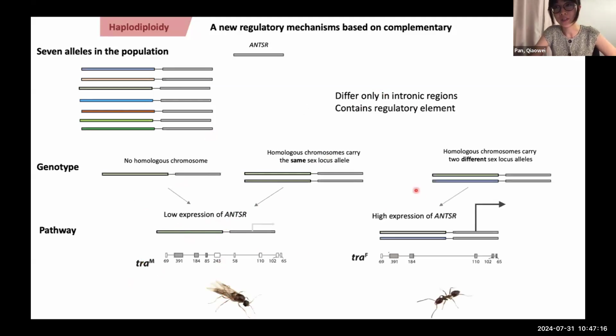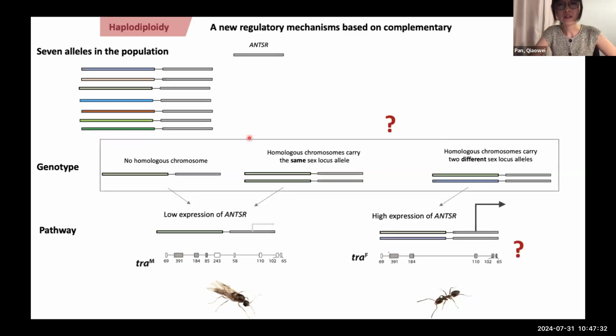On the other hand, if a diploid offspring inherits 2 different alleles at the sex locus, that results in a much higher expression of ANTSR, and then transformer is spliced to the female form, and eventually you get female development. However, the exact mechanism of how this zygosity difference translates into regulating the expression level of ANTSR, and how this non-coding RNA regulates the splice pattern of transformer, is something we are currently investigating.